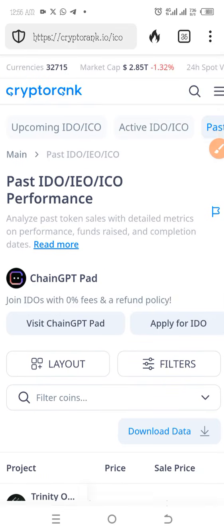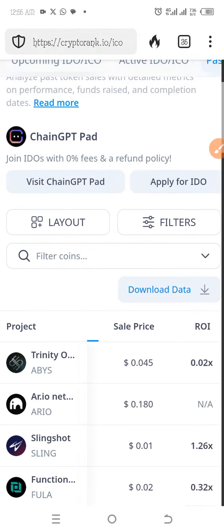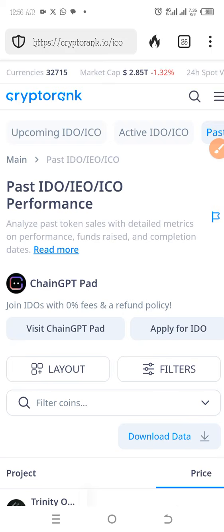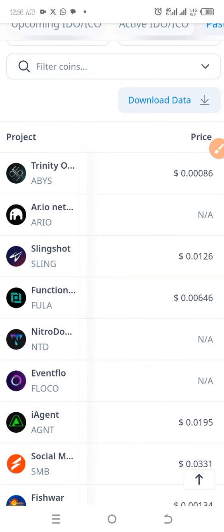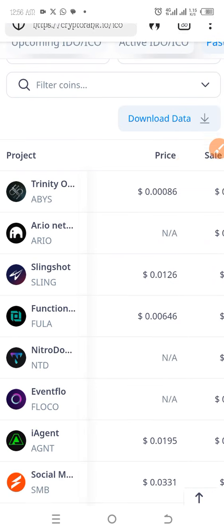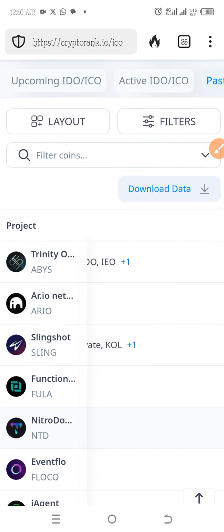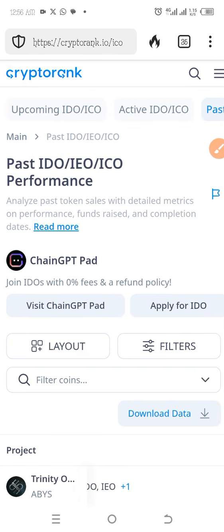So in this tutorial I'm going to introduce you to how to make use of this data, and you can make yourself a lot of money by participating in IDO, IEO and ICO. I will be making use of Cryptorank to show you some of the previous data, and also how you can actually take advantage of this and make yourself a lot of money. I'm going to leave the link in the description of the video.